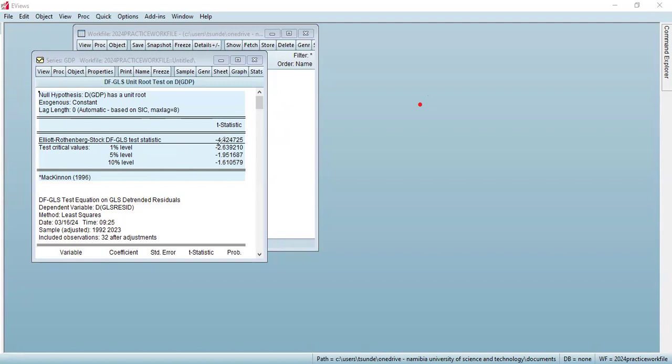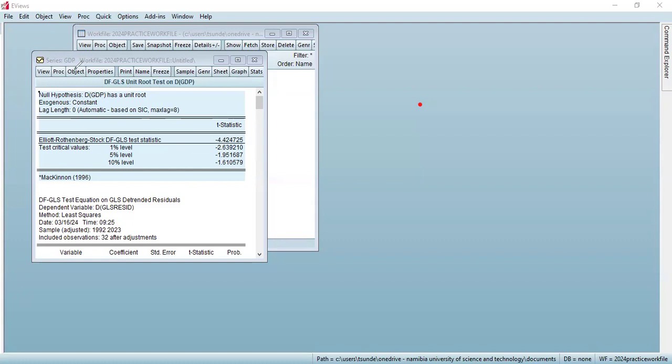So let me repeat the explanation. I've said the Dickey-Fuller test equation is the only one that does not have probability values. So you have to make your decision by using the information that you are given here. So first, when we did the first test in levels, we were testing that GDP has a unit root, and it was not first difference in the first two tests that we did.